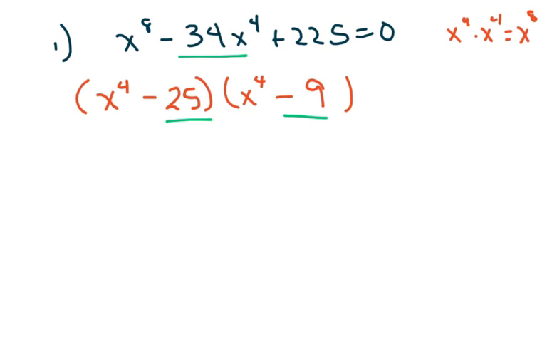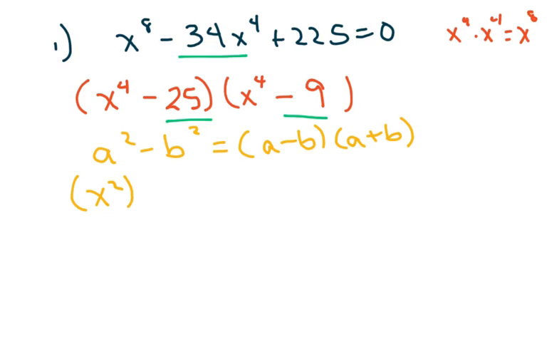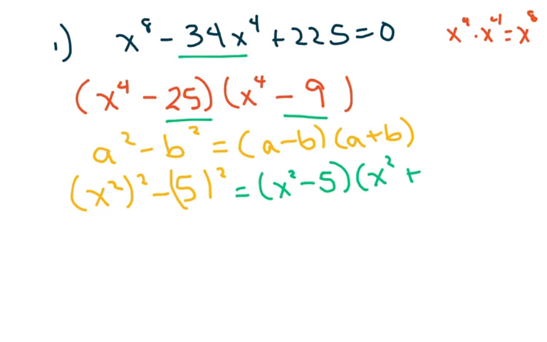All right, now, to factor completely, we're going to use the difference of squares. So this is a squared minus b squared equals a minus b times a plus b. In this case, we have a 4 here. So if I plug this in, my a is x squared, minus 5 squared. So this is going to equal x squared minus 5 times x squared plus 5.